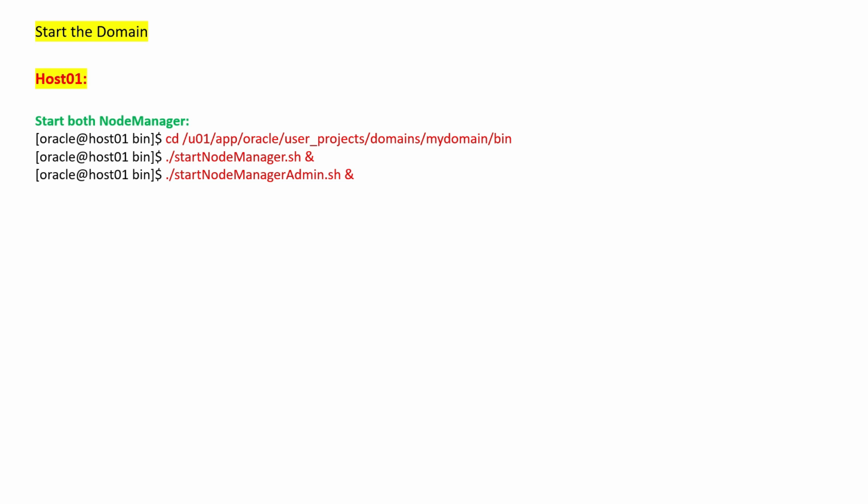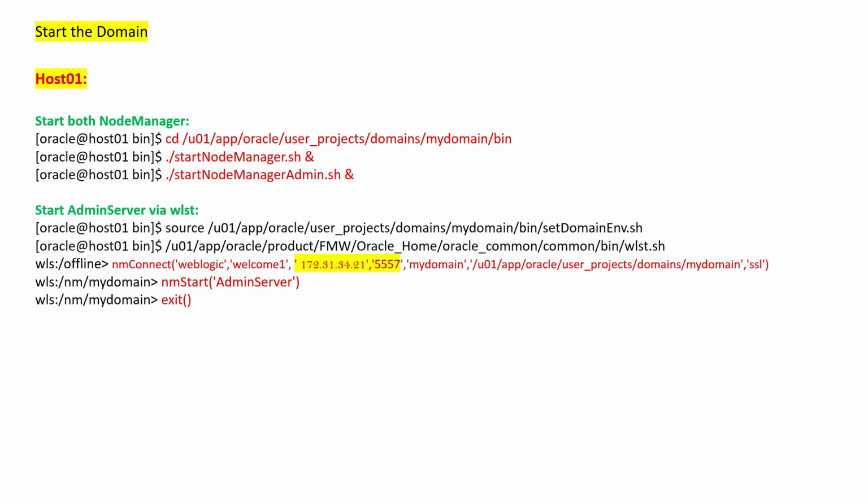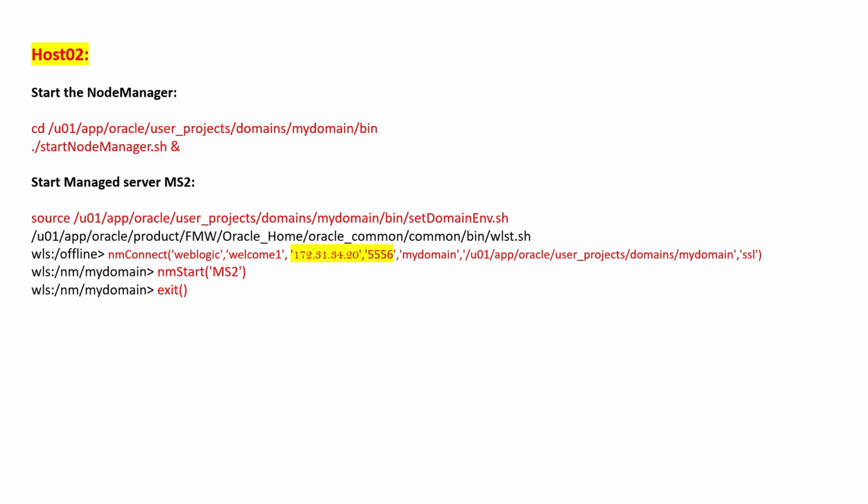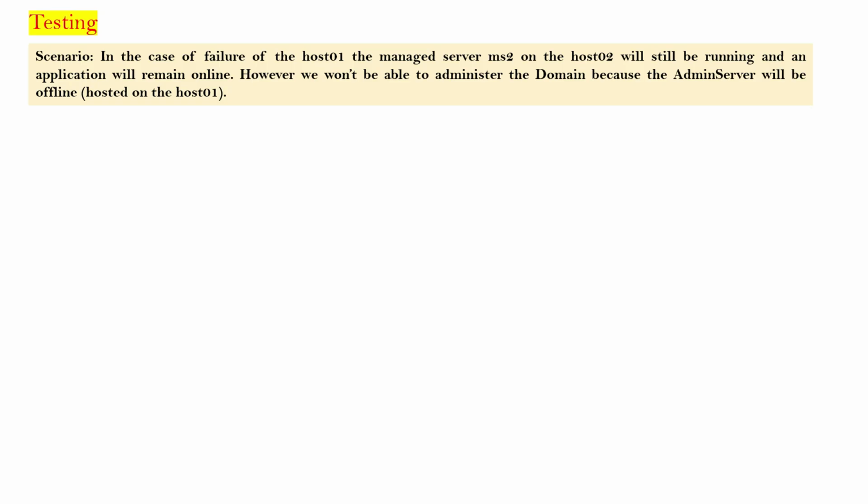Now on host 1, you can start both of your node managers. The first one is the default one, which you already have in your domain. The second is the node manager which we have configured for the admin server. Then you can start your admin server by pointing to your virtual IP, and then start your managed server. Now go to host 2, start your node manager, and then start your managed server 2 as well.